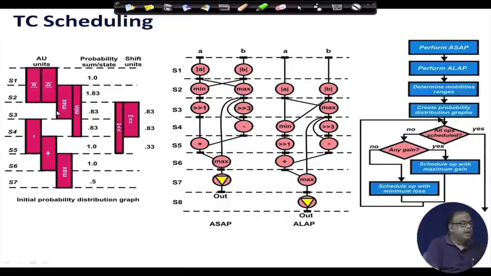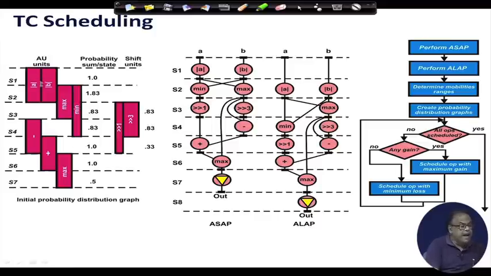Here, max is saying what is the probability that something will be scheduled here. So, you can see that here 0.83, because max can be scheduled either here or here, min can be scheduled either here or here or here. So, max is contributing 0.5, min is contributing 0.33 to this control step. Similarly, for minus, plus and max, they are like this.